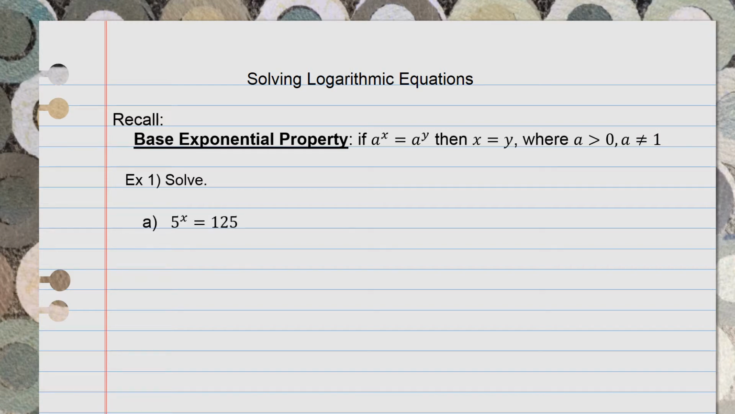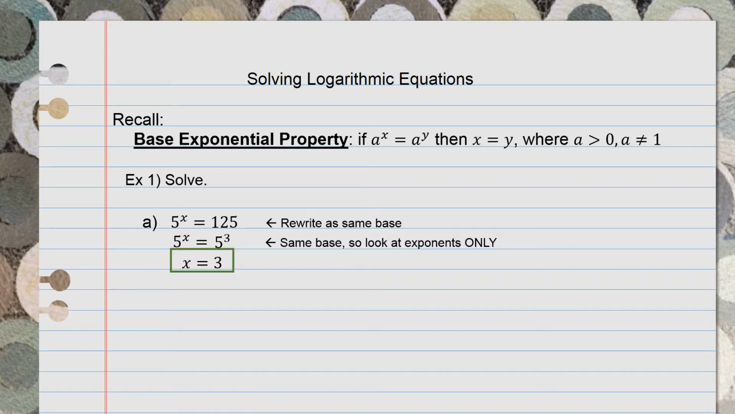And for a, we have 5 raised to the power of x equals 125. Now, because we have 5 raised to a power, we want to, if possible, rewrite both sides of the equation such that they have the same base. Well, it turns out 125 is the same thing as 5 to the third. And since I have 5 raised to a power equals 5 raised to a power, it means since I have the same base, I only need to look at the exponents, which gives us x equals 3. And that would be your solution.